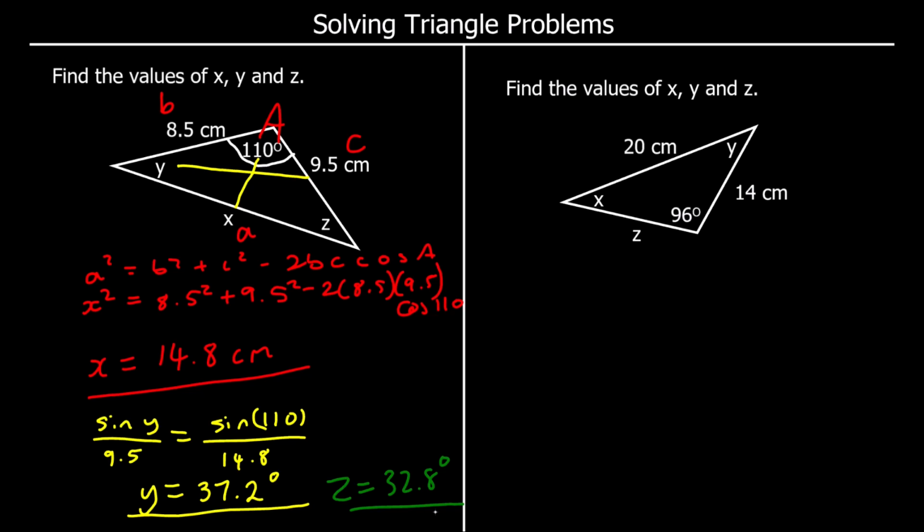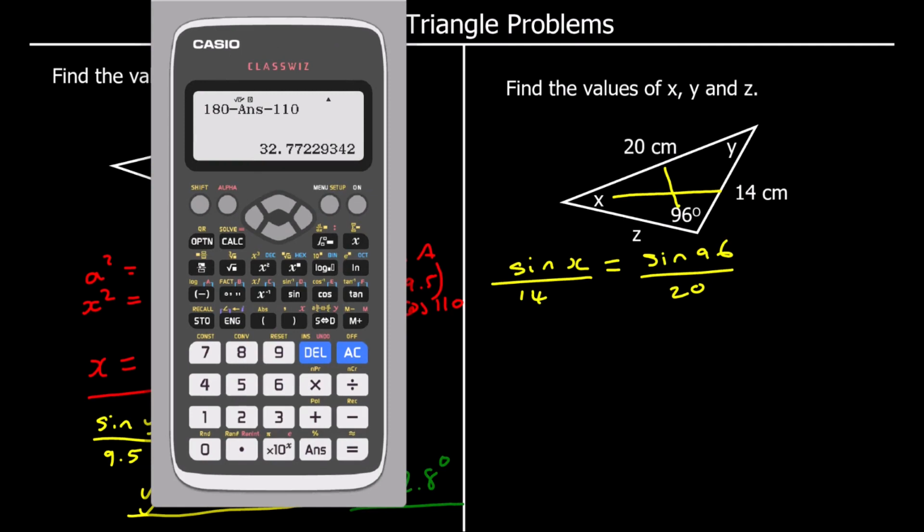Okay, one for you to try. Give this one a go. So it is different this time. We already have opposites, so we can use the sine rule first. Sine x over 14 equals sine 96 over 20.